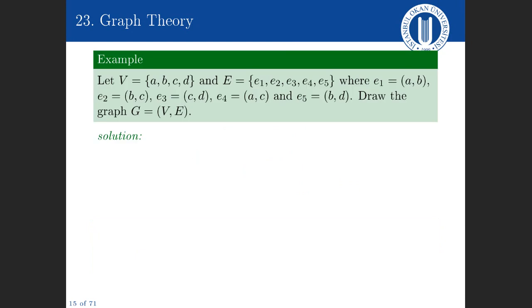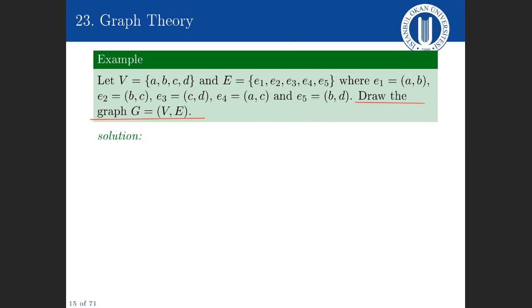Suppose you were given a question like this. You're told that capital V is a set containing four vertices, A, B, C, and D, and capital E is the set containing five edges, e1 up to e5. And we're told that e1 is an edge which connects A with B, e2 is an edge which connects B with C, etc. And the question says, draw the graph G, which has a set of vertices V and a set of edges E.